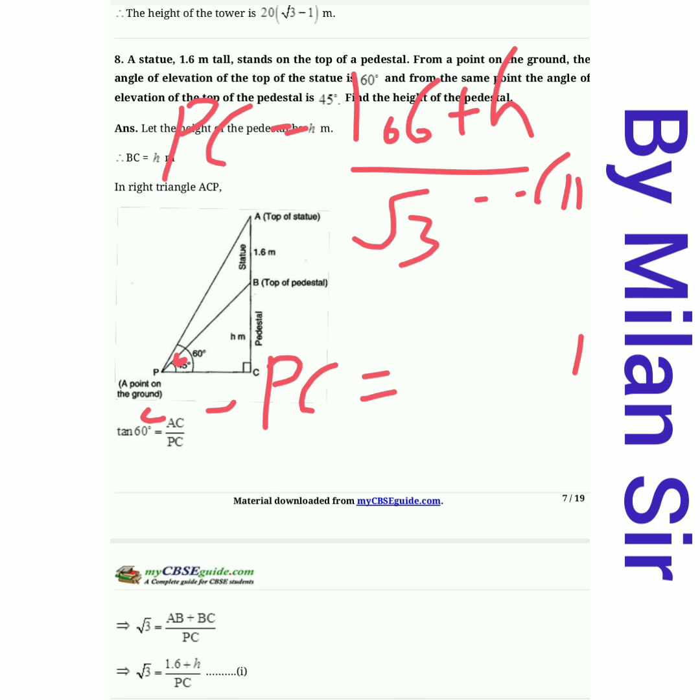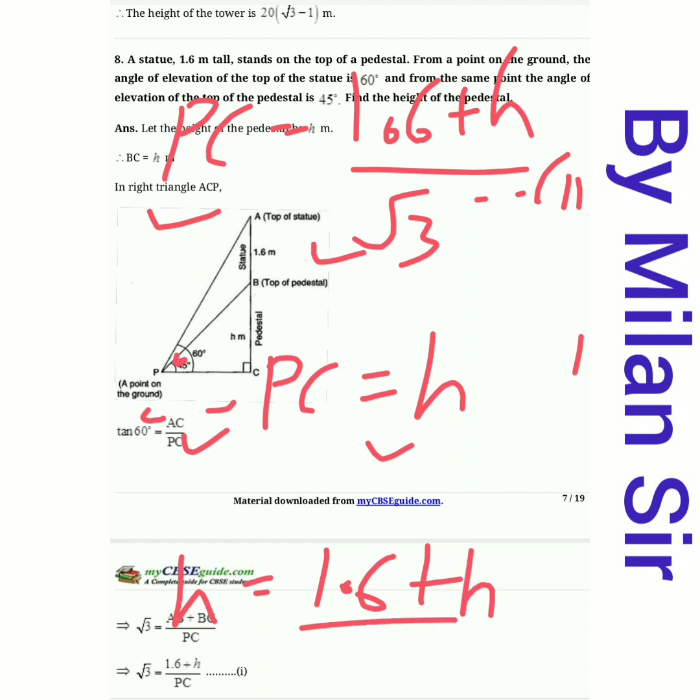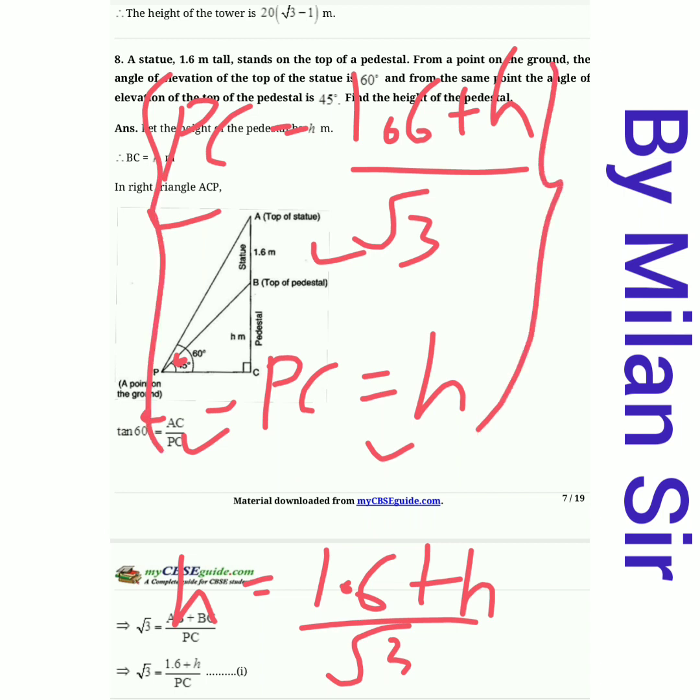Okay, PC is the same, which means the left hand side is the same, so the right hand side is also the same. So just write down by equating equation number 1 and 2. So H is equals to 1.6 plus H upon under root 3. Right? Because the left hand side is the same, so we can write the right hand side is also the same.